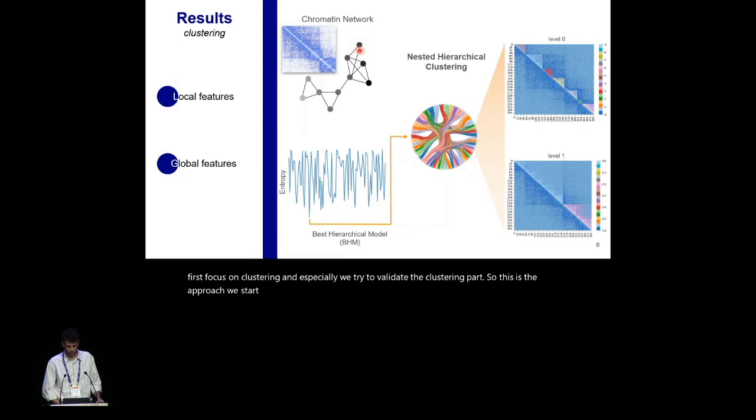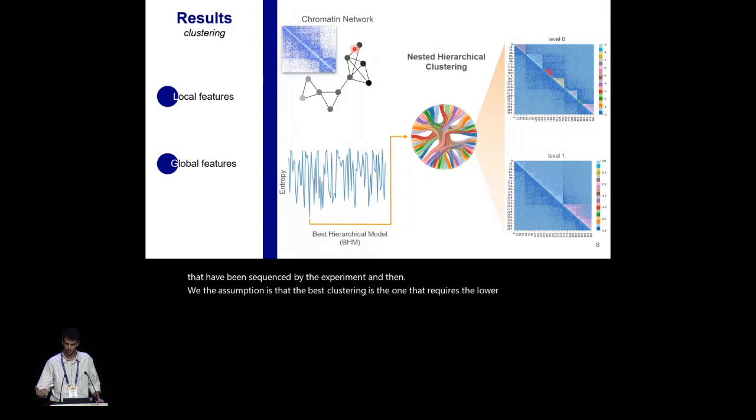We start with a chromatin network where each node is a chromatin region, and an edge is placed between two nodes with a weight. The weight represents the number of contacts that have been sequenced by the experiment. The assumption is that the best clustering is the one that requires the lowest entropy in order to describe the data. So, to make a long story short, we select, among all the models that we obtain, the one with the lowest entropy.